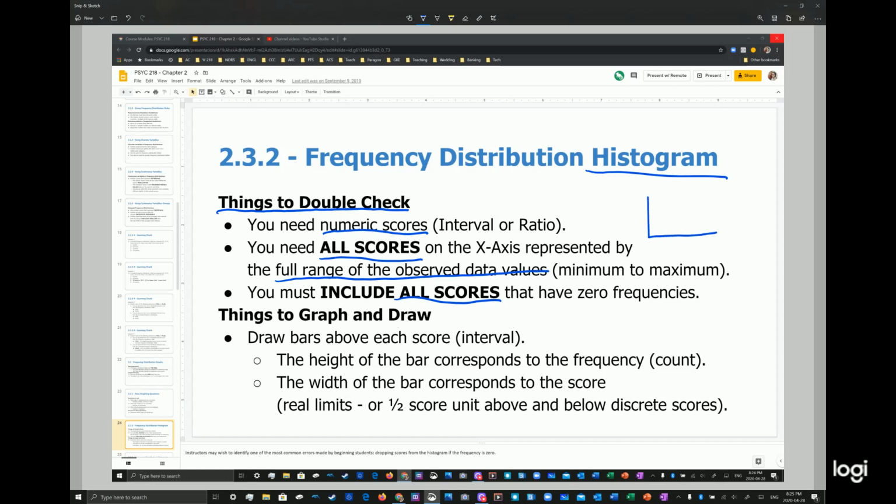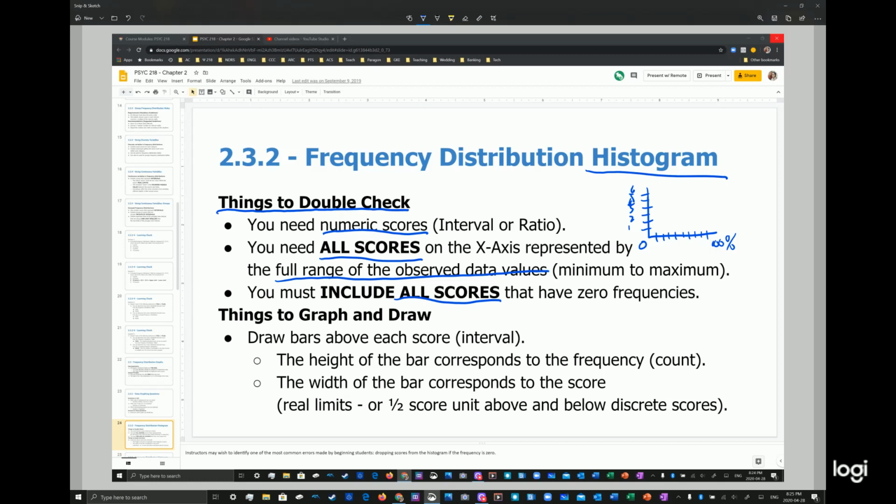For example, if it was 0% to 100%, you would have all the values here, and then you count each person that scored that percent: 1, 2, 3, 4, 5, 6, and so on.